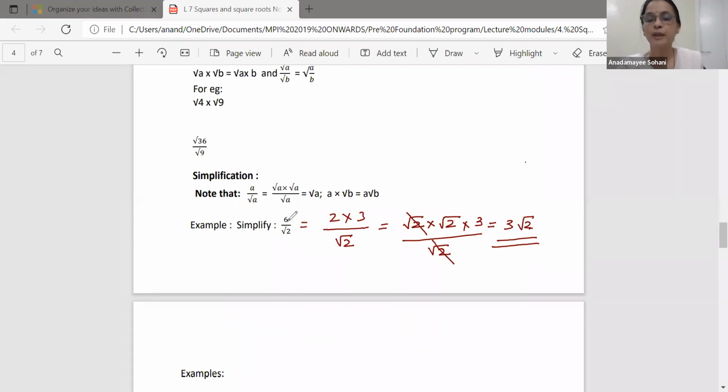Remember that. Once again, I will write 6 as 2 into 3. Then I will write 2 as root 2 into root 2. And then I will cancel one root 2 with the root 2 in the denominator. And then what remains, 3 root 2, is my final answer. I will keep it as it is. I will not do anything with this. And this is not 3 plus root 2. This is 3 multiplied by root 2. The multiplication sign is not written. It is understood.